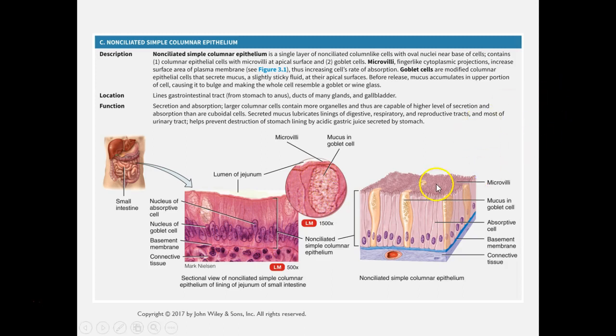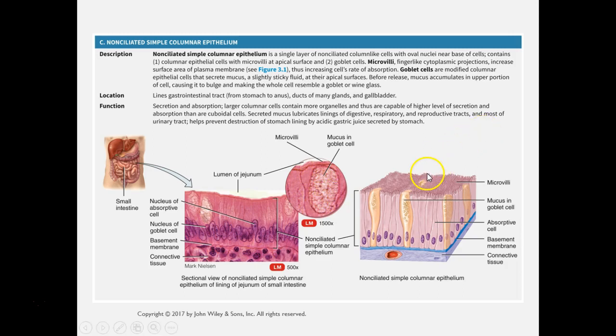So let's look again. Columnar, long and skinny, epithelial, free surface, basement membrane, and attached to the connective tissues. So you have a lot of non-ciliated simple columnar epithelial cells lining the gastrointestinal tract from the stomach to the anus. Also, these are going to line a lot of the glands and the gallbladder. Embedded in these columnar epithelial tissues, you also have goblet cells. Remember, goblet cells are unicellular glands that secrete mucus out onto a surface.